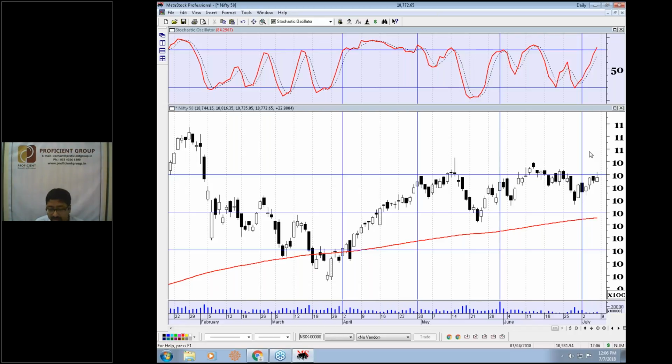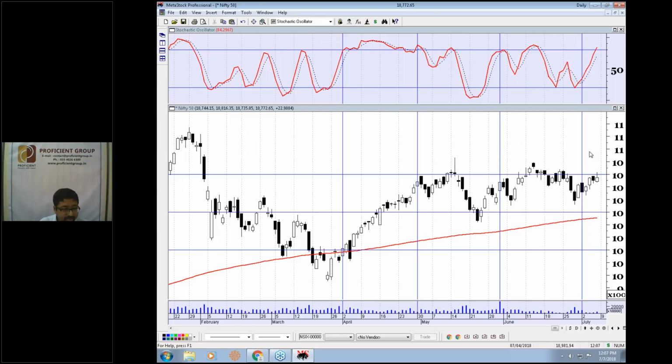If the 10,450 region gets broken, then whatever I'm saying will be void, and we have to relook at the market and take a fresh opinion. So as of now, the view is bullish, and the nearest resistance is 10,820 to 40 region. Above that, prices are likely to challenge the previous high of 11,180.